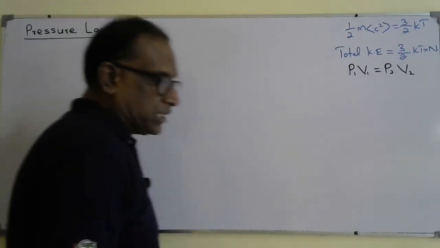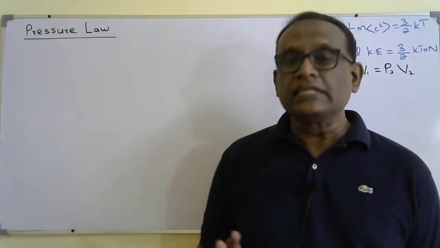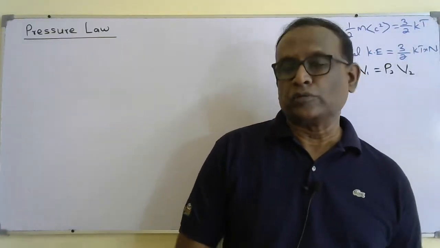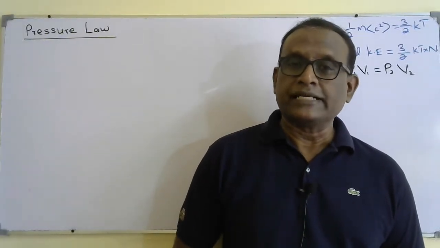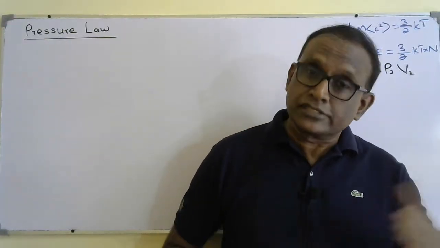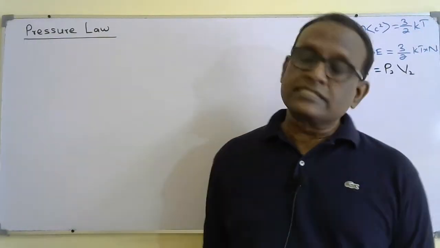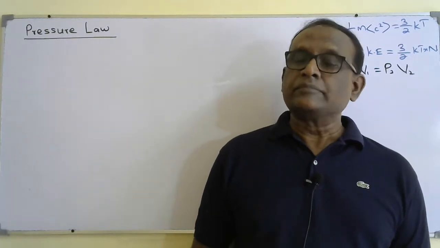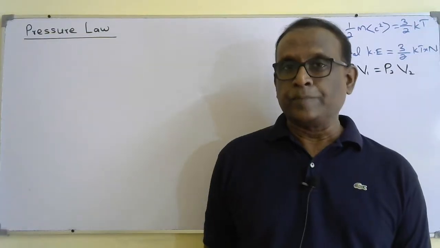Okay, next thing is pressure law. Pressure law says for a constant mass of gas at constant volume, pressure exerted by the gas is directly proportional to its absolute temperature. Absolute temperature means temperature in Kelvin scale. Careful, absolute temperature means temperature in Kelvin scale. Absolute zero temperature means 0 Kelvin, right? So the pressure law says for a constant mass of gas at constant volume, pressure exerted by the gas is directly proportional to its absolute temperature.